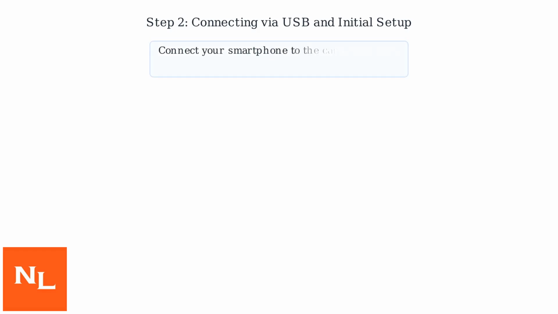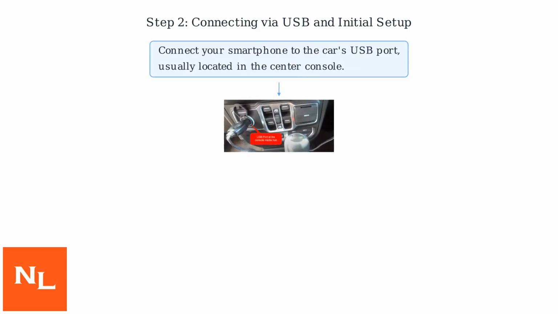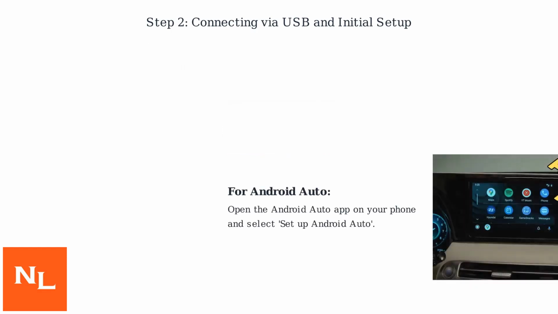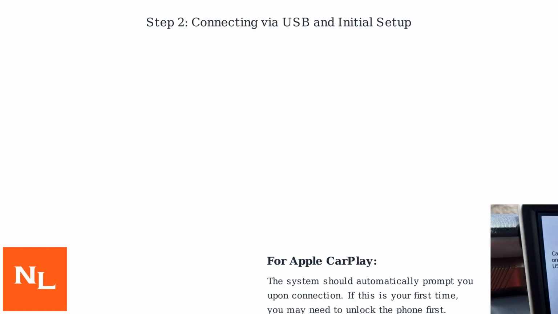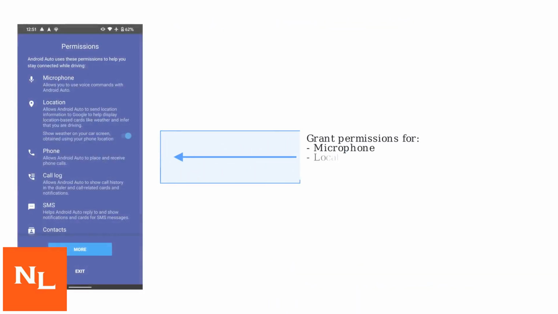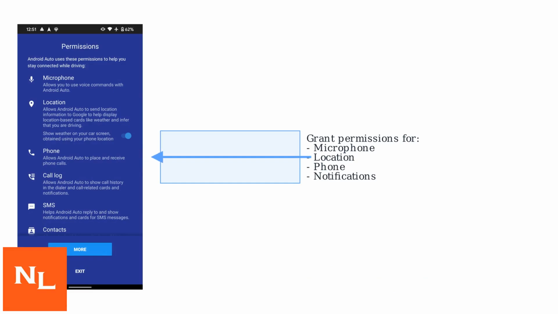Connect your smartphone to the car's USB port, usually located in the center console. For Android Auto, open the app on your phone and select Set up Android Auto. For Apple CarPlay, the system should automatically prompt you upon connection. If using Apple CarPlay and this is the first time you're doing this on the vehicle, you may need to unlock the phone first. When connecting Android Auto, your phone will display permission prompts.